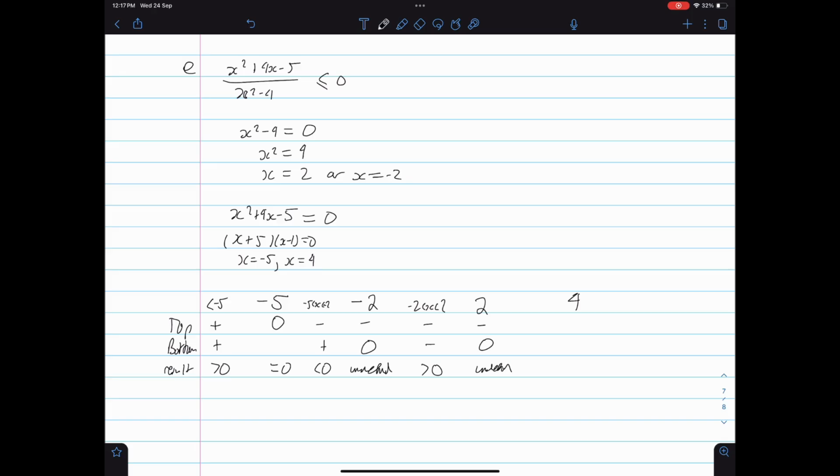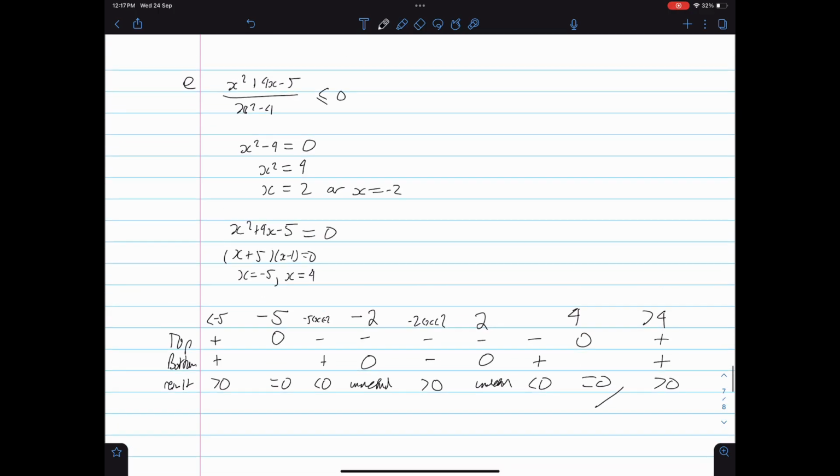Then between 2 and 4, on top, you've still got a negative. On bottom, you've got positive, though, because you can have something like 3. 3 squared minus 4 is 5, which is positive. So that gives you less than 0. At this point, it's 0, so it doesn't matter. That's just going to be equal to 0. Greater than 4, that's positive. Still positive. So it's going to be greater than 0.